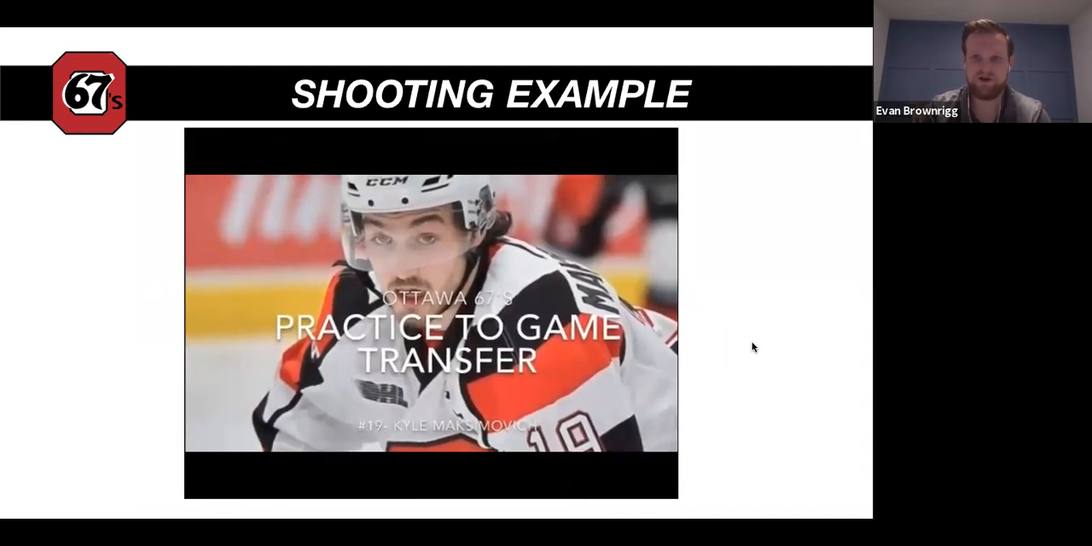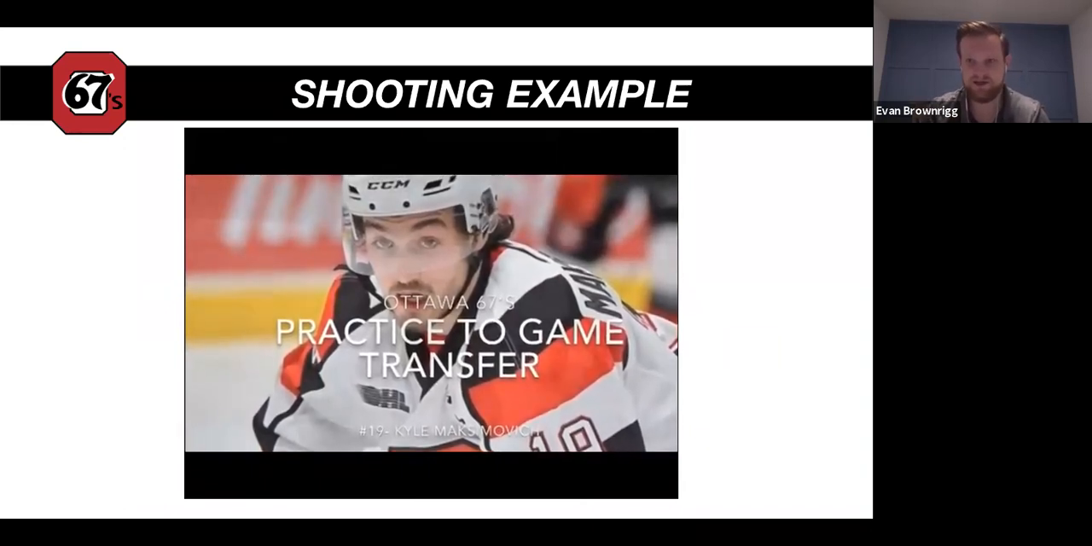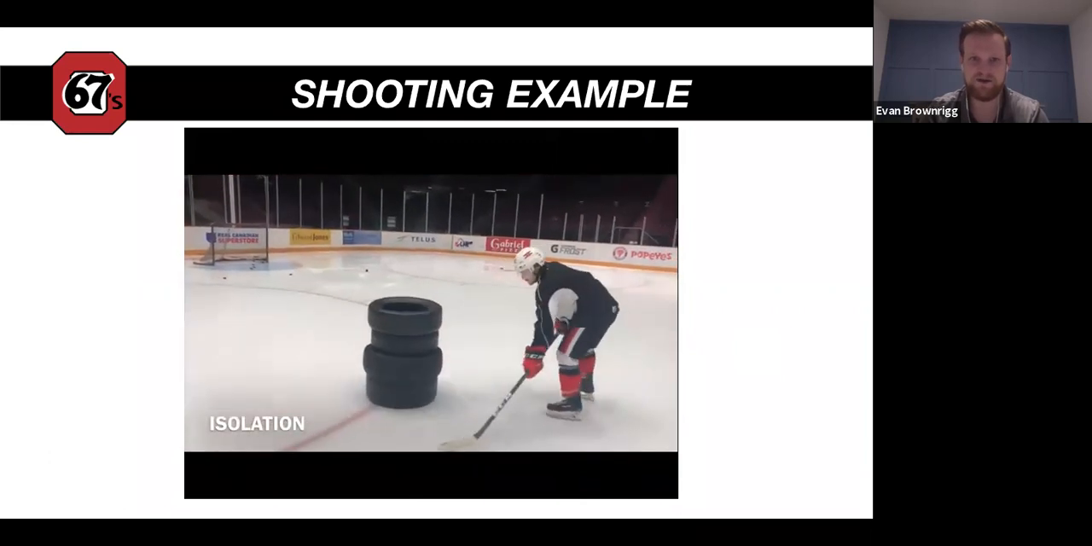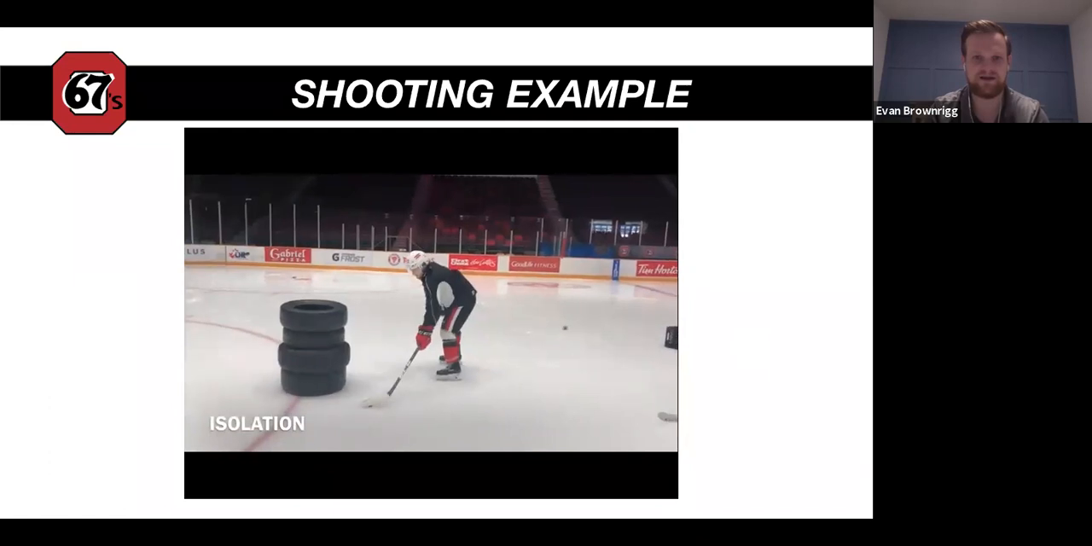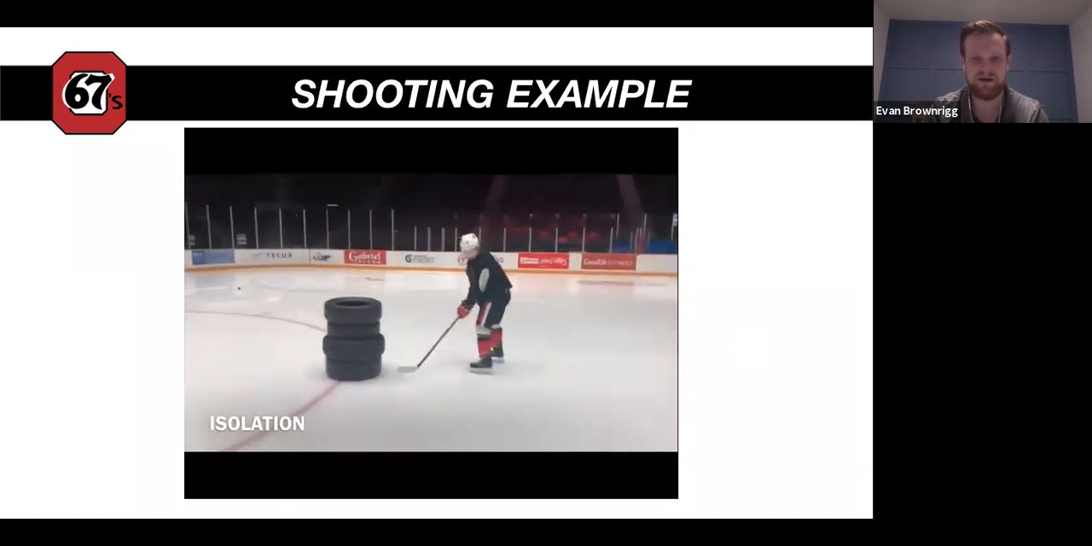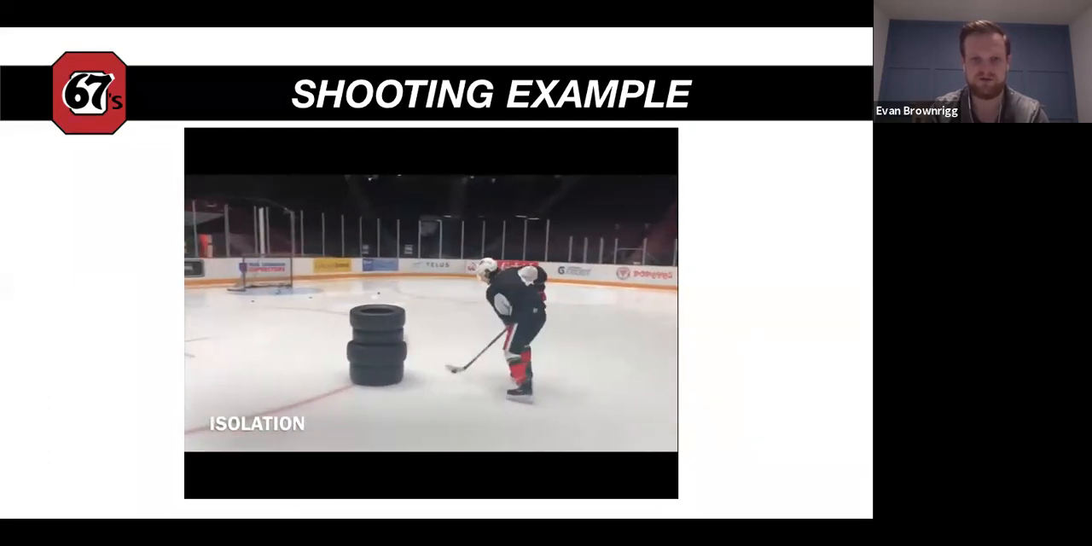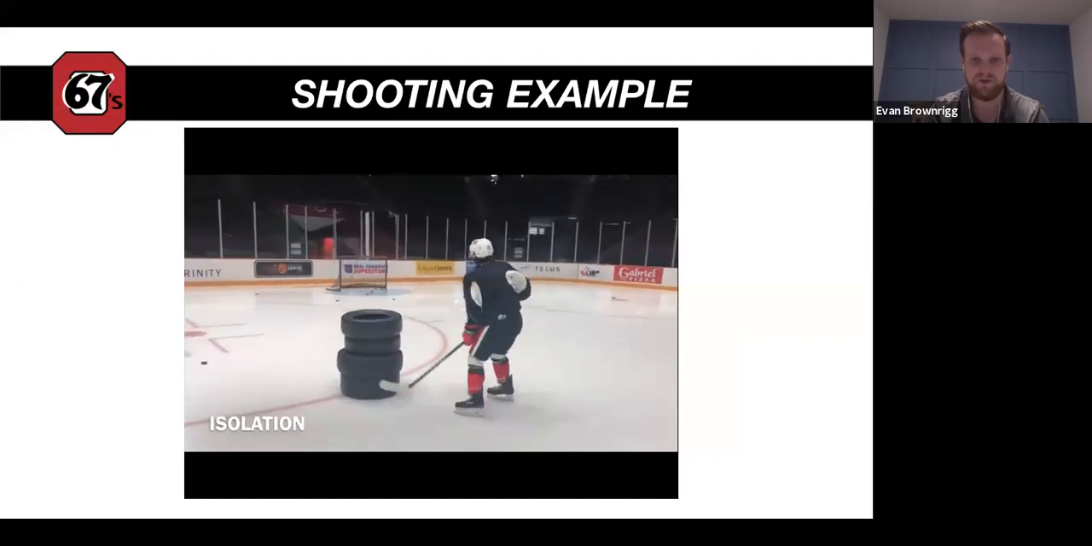So we started off here with just a basic isolation where we're trying to add deception with our hands by extending our hands away from our body. We're kicking our inside leg back to clear additional space for our hands and to allow for what we would call a stride shot, so he can actually shoot with his feet in motion.